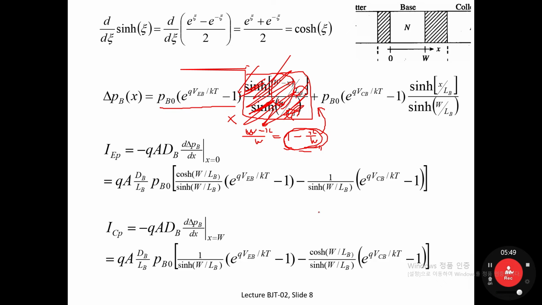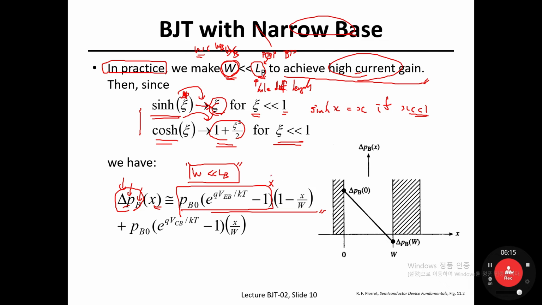Let's move on to the second term here. We have removed the hyperbolic sine, and take a look at this and that. L_B is common, so cancel out, and x over W. So this whole term, P_B0 exponential V_CB, the collector-base junction, blah blah blah. This looks like a diode equation, right? Times x over W. This term times x over W.